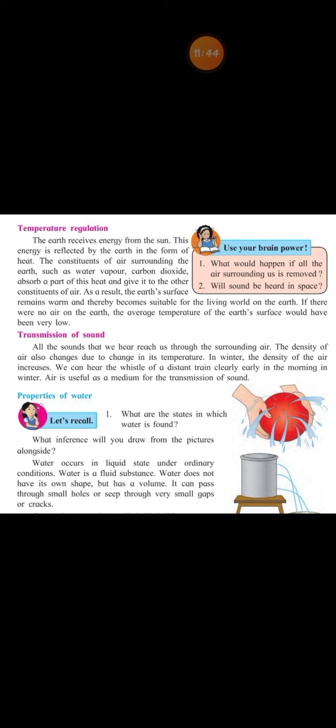Children, this was all about air. Now we'll see about sound. All the sounds that we hear reach us through the surrounding air. The density of air changes due to the change in its temperature. In winter, the density of air increases. We can hear the whistle of a distant train clearly early in the morning in winter. Air is useful as a medium for transmission of sound. Fine, children.